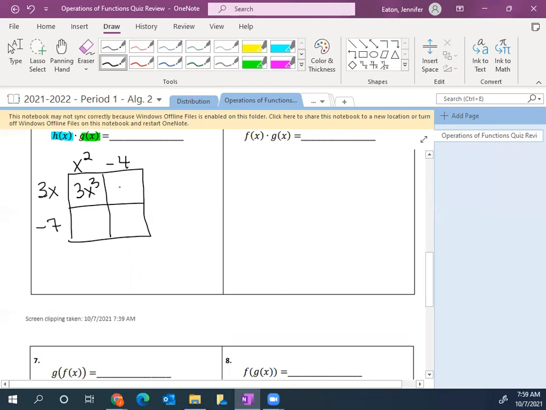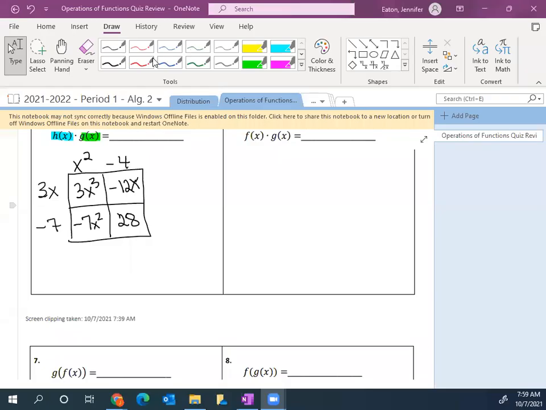Now we do 3x times minus 4, which is negative 12x, because these numbers, the 3 and the minus 4, multiply because they're the big numbers out in front of x's. Only the negative 4 doesn't have an x, so we have an x here, but not here, so that x just kind of gets tagged on next to the number. We have negative 7 times x squared. That just becomes negative 7x squared. There's nothing that we can combine in that manner. And negative 7 times negative 4 is positive 28. I'm going to give you guys a minute to write that down and then go ahead and collect your like terms.